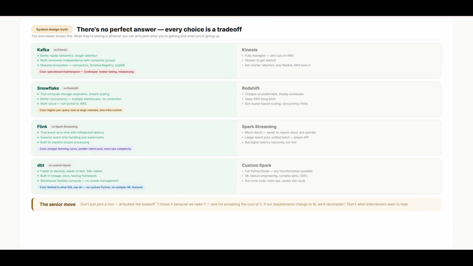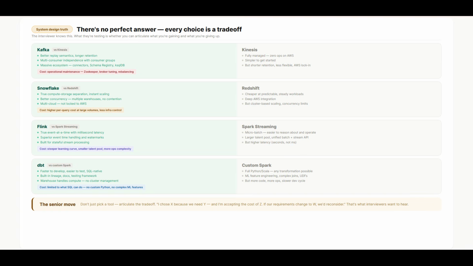Here's the thing about system design interviews: there's no perfect answer. Every choice is a trade-off, and the interviewer knows that. Kafka over Kinesis, you get more flexibility, better replay semantics, a massive ecosystem of connectors, but you're on the hook for operational maintenance: ZooKeeper management, broker tuning, partition rebalancing. Kinesis is simpler but less powerful.